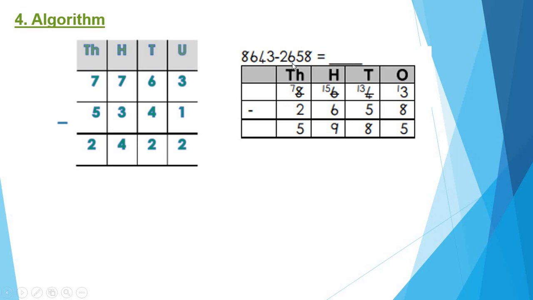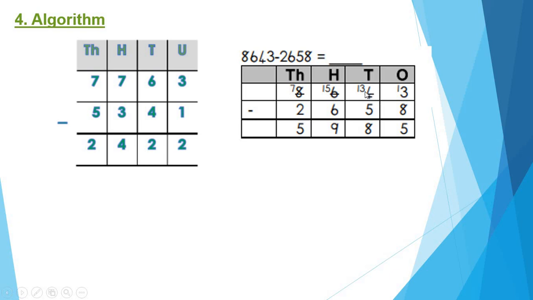Here you have another example. 8,643 minus 2,658. Step 1, write your numbers underneath each other, making sure your biggest number is on top. So you've got 3 minus 8. The 3 is too small. You cannot subtract 8 from 3. So we have to go and borrow. And we are borrowing from the 4.